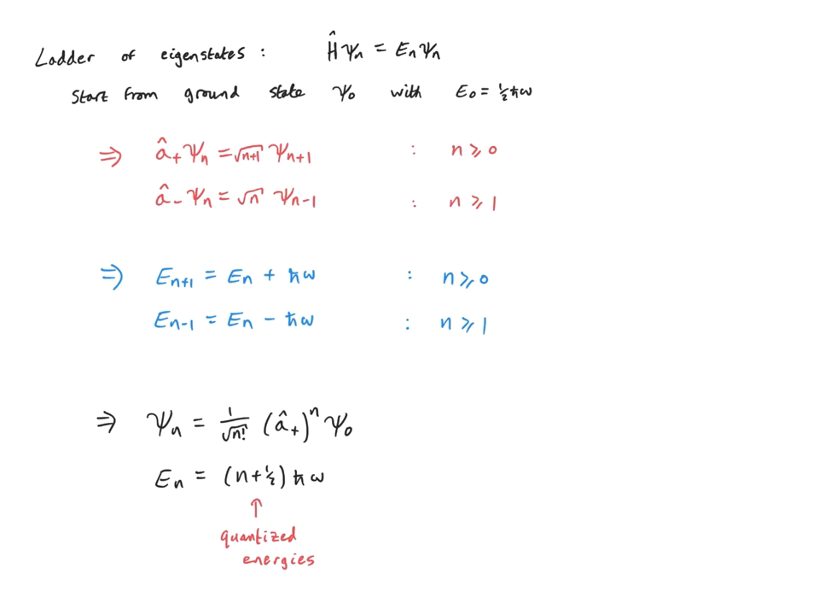In particular, notice that we have quantized energies. In the quantum harmonic oscillator, the oscillator can only take certain energies that are determined by this quantum number n. The energy gaps between neighbouring eigenstates is exactly an integer of h bar omega. H bar omega is therefore the quanta of energy in this system.